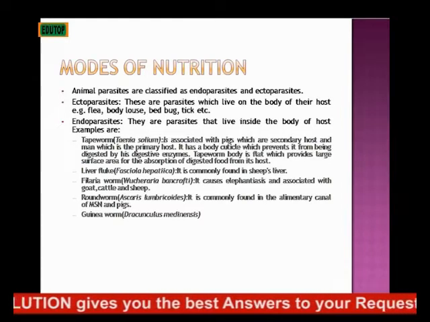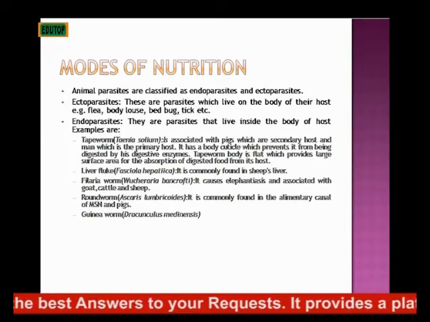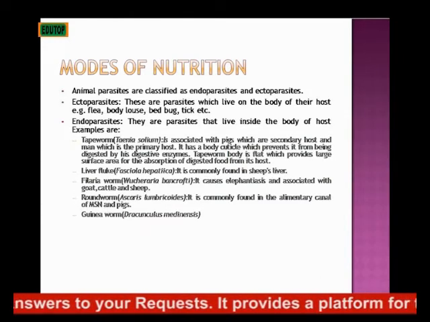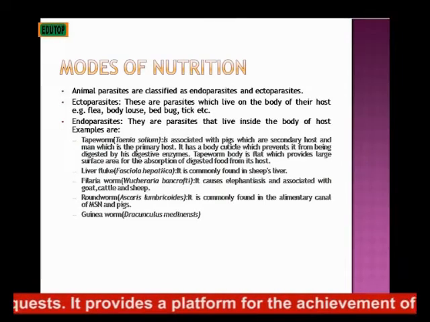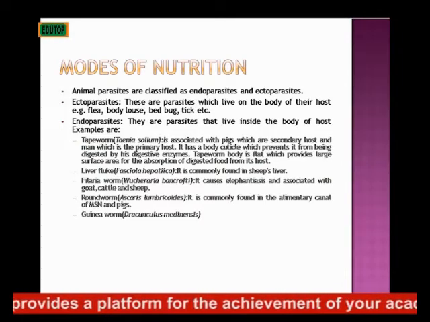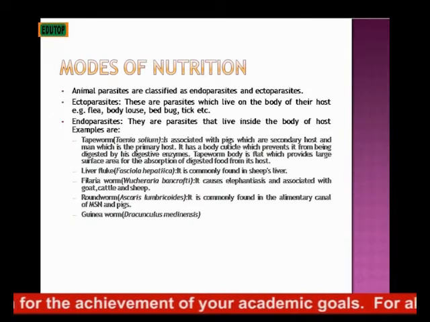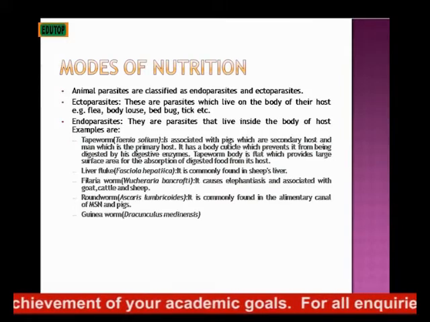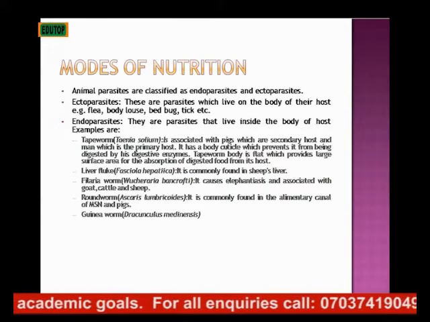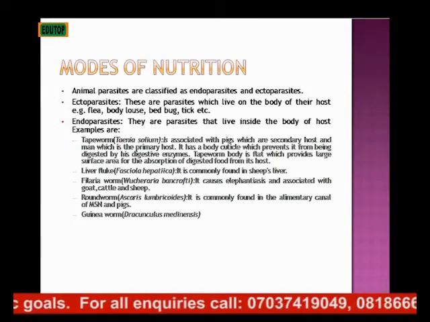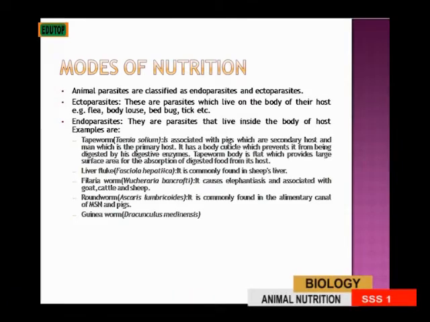Also, another example of endoparasite is the liver fluke. It is commonly found in the liver of sheep. The next endoparasite that we will be talking about is the filaria worm. That's the Wuchereria bancrofti. It causes elephantiasis, the swelling of the legs, and it is associated with goats, cattle, and sheep. So they are the ones that carry it, and you find it in man too. Especially, they get it in soil and in water areas.